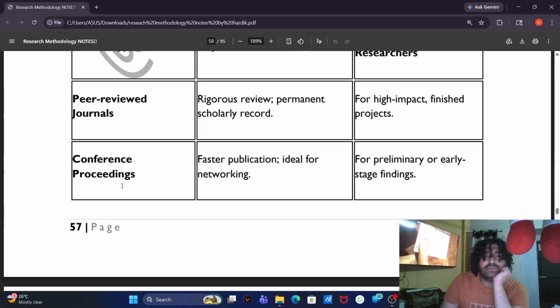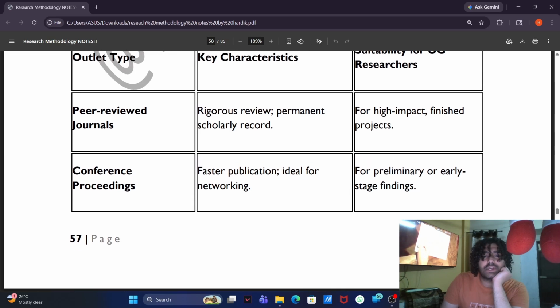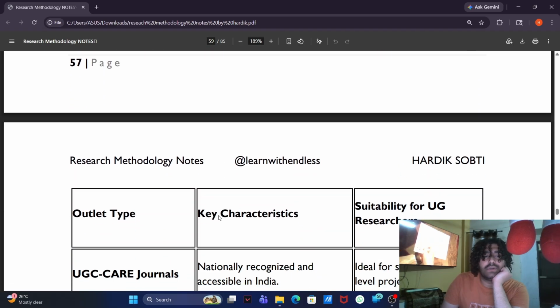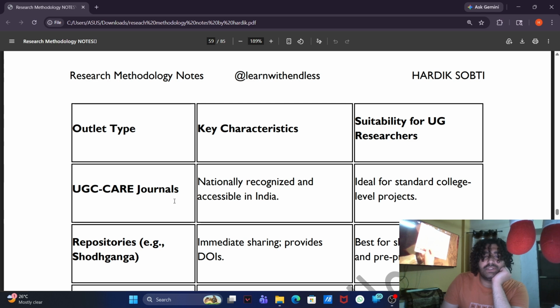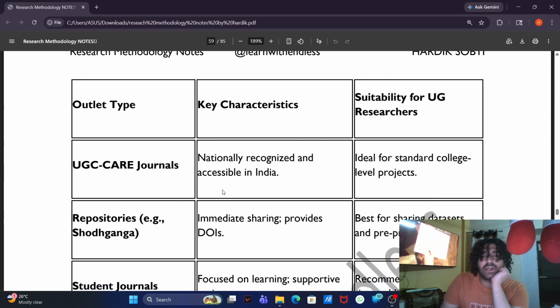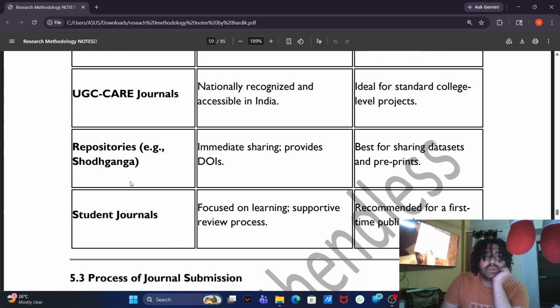Outlet type, conference proceedings. Its key characteristics are faster publication and being ideal for networking. It's suitable for preliminary or early stage findings. Outlet type, UGC CARE journals. Its key characteristics are that they are nationally recognized and accessible in India. It's ideal for standard college-level professors.